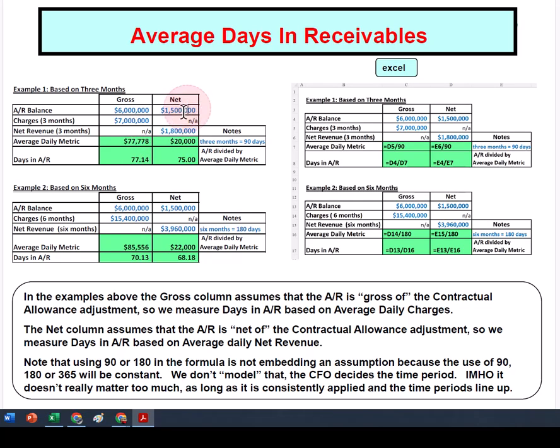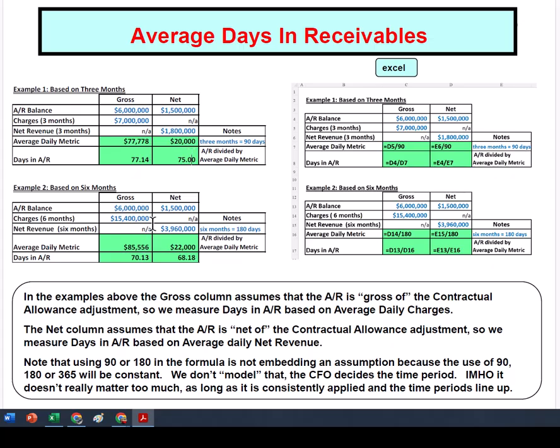If we do net, so let's say our accounts receivable is at net. We have 1.5 million. We use revenue instead of charges. So that's 1.8 million. We divide it by 90 days. We get $20,000 a day. 1.5 million divided by $20,000 a day is 75 days. So it's a measure of how long it takes you to collect your money.